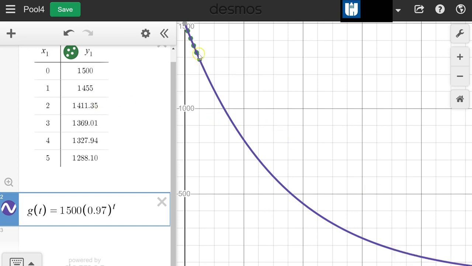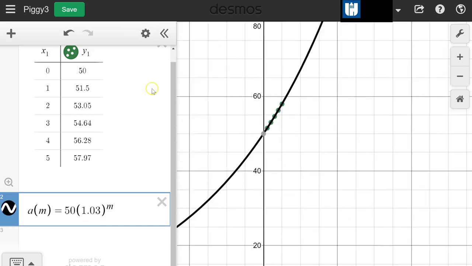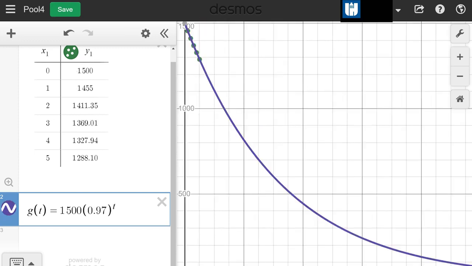But in this case, this is a continuous function again because the pool is constantly draining. There's no set amounts where it just 2 gallons magically disappear and then another 2 magically disappear. It's continuously flowing out. So all of these points on this graph all make sense in context. So this is a continuous function. So comparing problem 3 and problem 4, problem 3 was discrete, problem 4 was continuous, but they're both exponential functions because they come from geometric sequences.